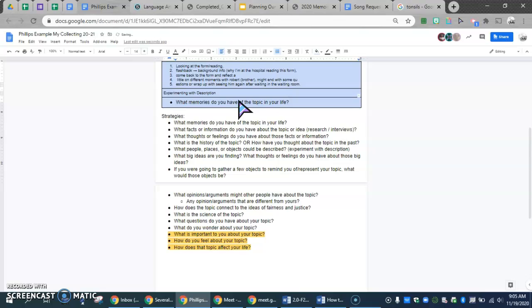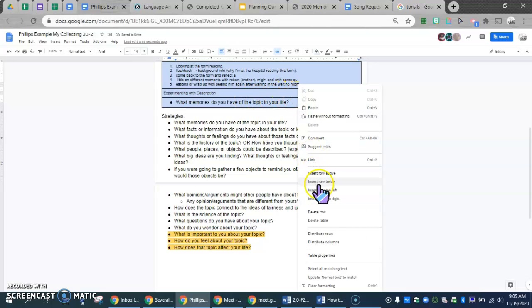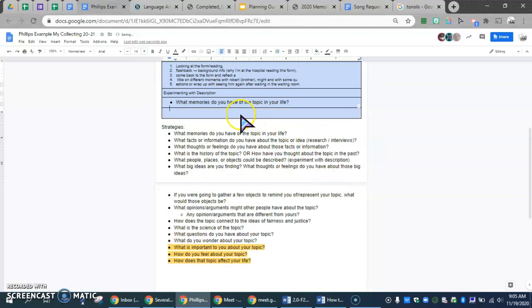And I can just copy that one and paste it, right? And then in a row underneath, insert another row, right? Insert row below with that right click. I can go ahead and answer that question. And that would be a strategy that I chose, right? Not one that I had to include.